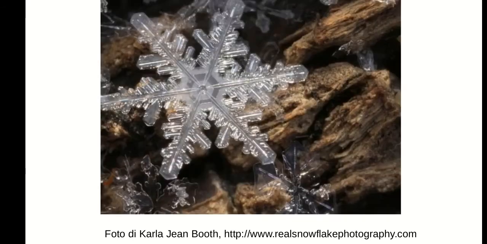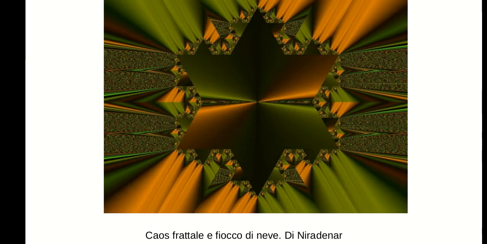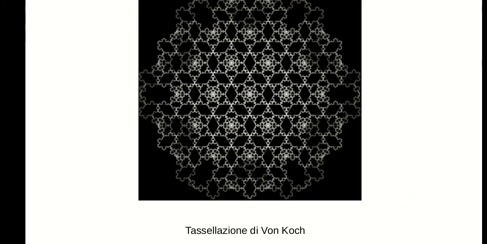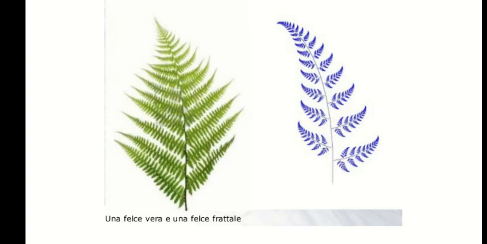These are beautiful pictures by professional photographers. And we can find it in art. This is an artwork, this is another one, inspired by von Koch. So on the left you have a real fern, and on the right you have a computer-created fern, in which they just gave a simple rule to the computer, and the computer created it, just repeating the step in smaller and smaller parts.